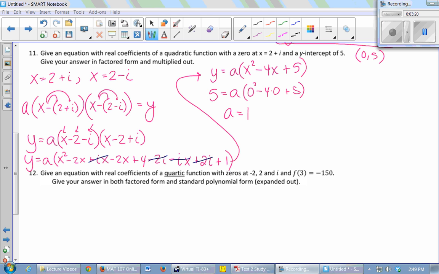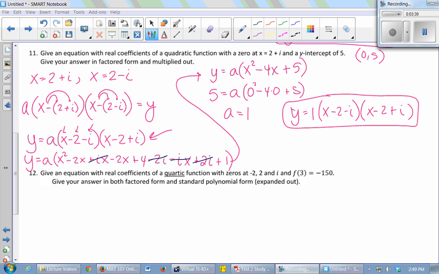Okay, so my final factored form equation is y equals 1 times x minus 2 minus i times x minus 2 plus i. Right? I went back to this guy and just replaced the a with the 1. That's my factored form, and then my multiplied out form, or polynomial form, go back to this equation and replace the a with a 1. So I have y equals x squared minus 4x plus 5.